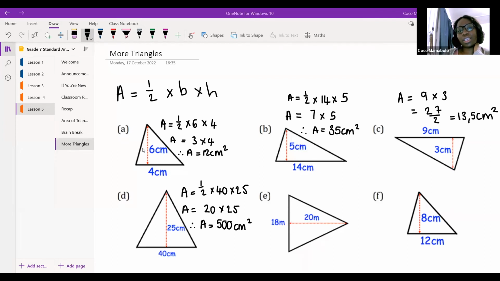How are we going to answer E? Let's go. A is equal to? A half times 8 centimeters times 12 centimeters. And then... Did you say centimeters? It's not centimeters this time. What do we have? Meters. Are you doing F? No, we need to do E, my dude. Oh, sorry, ma'am. No worries. A half times 20 times 18 meters.